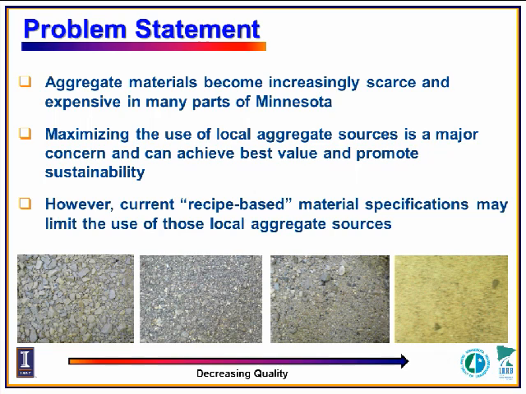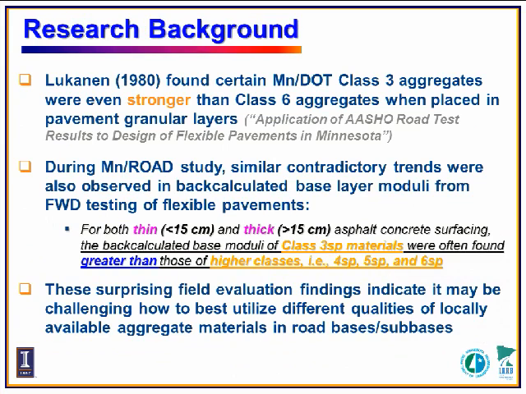So, as in Minnesota and in many other places, unbound aggregate materials are becoming expensive and scarce, especially for high quality crushed ones. Under such circumstances, maximizing the use of locally available marginal quality aggregate sources becomes a major concern for state DOTs in terms of promoting sustainability and achieving cost effectiveness. But if we look at current material specifications, they may not encourage the use of those lower quality materials. So here in this project, we are trying to identify if we can optimize the use of those lower quality materials.